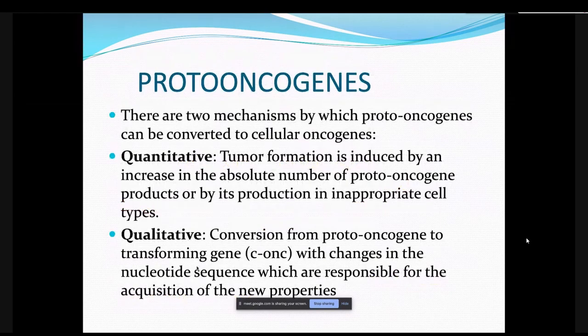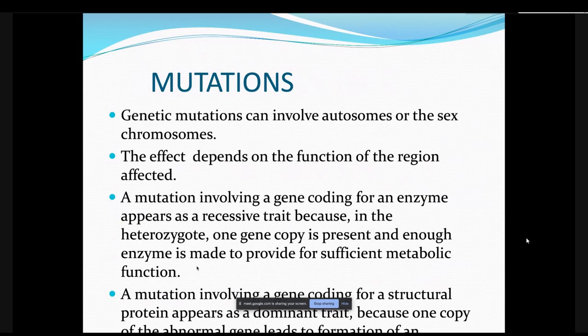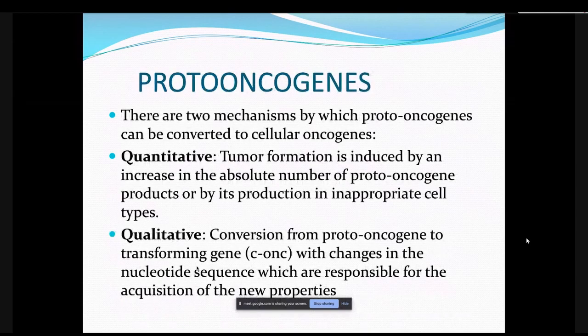The oncogenes, proto-oncogenes work through two mechanisms. They can be converted to cellular oncogenes either through quantitative or qualitative changes. The other mutations are through tumor suppressor genes. Okay, and the key tumor suppressor gene, as you all know, is p53. So mutations affecting these two genes, either the proto-oncogenes or the tumor suppressor genes, are going to induce malignancies.